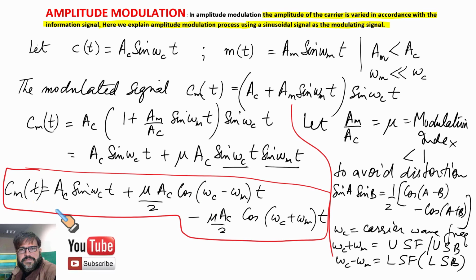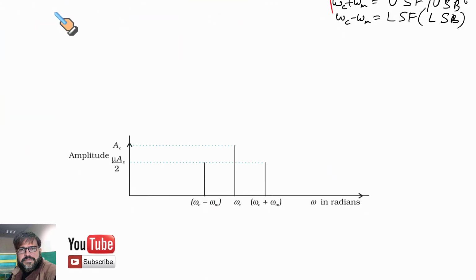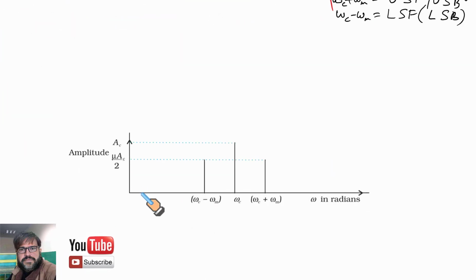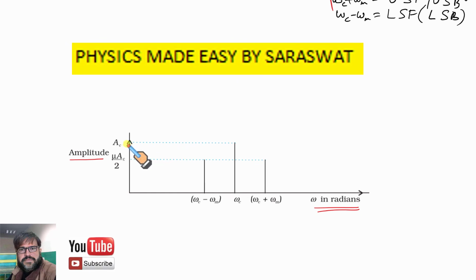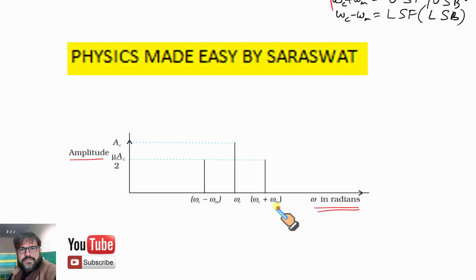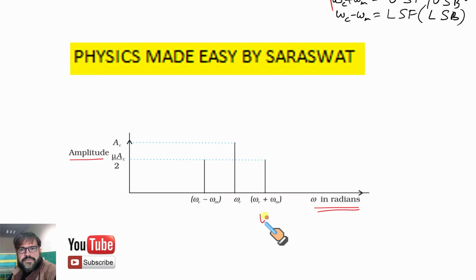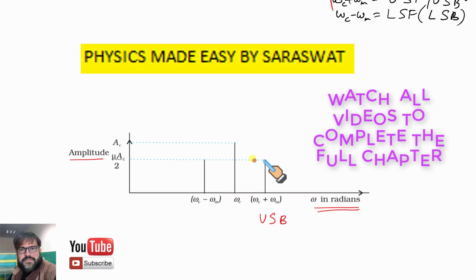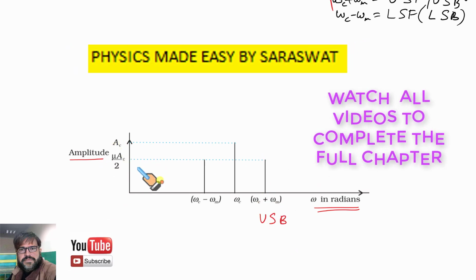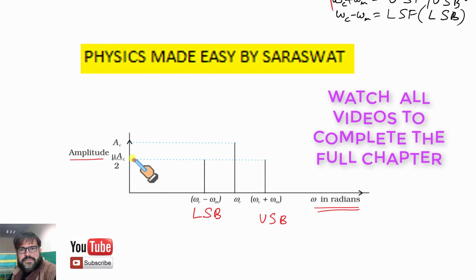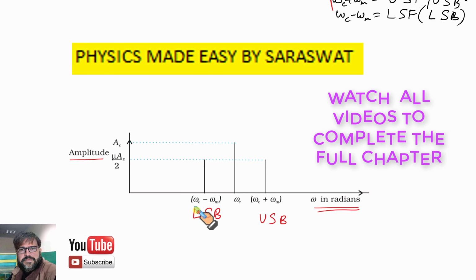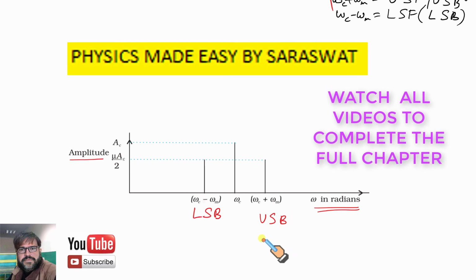This is the modulated wave and the frequency spectrum is shown here, where the amplitude is varied with the frequency omega. Omega C has an amplitude AC. Omega C plus omega M, the upper side band, has the amplitude mu AC by 2, and the lower side band or lower side frequency has an amplitude of mu AC by 2. This is the frequency spectrum.